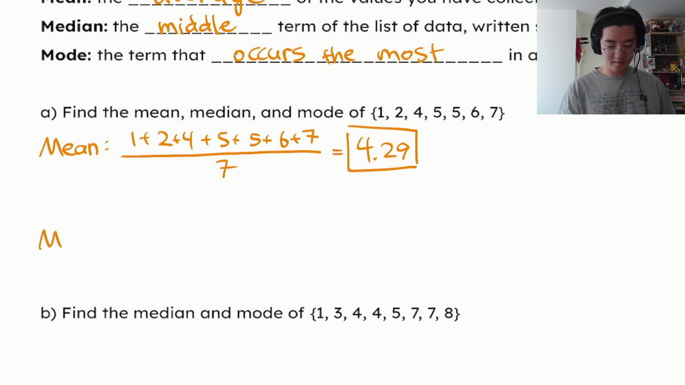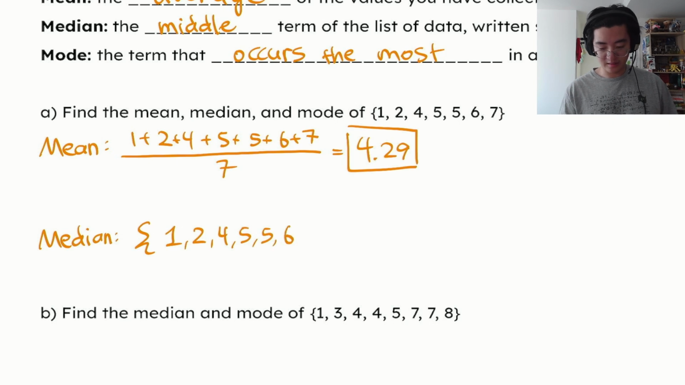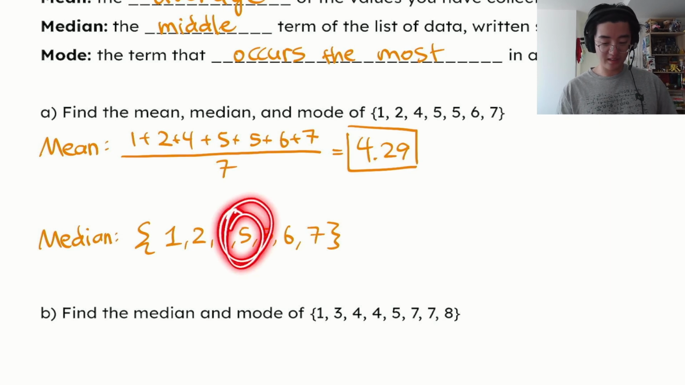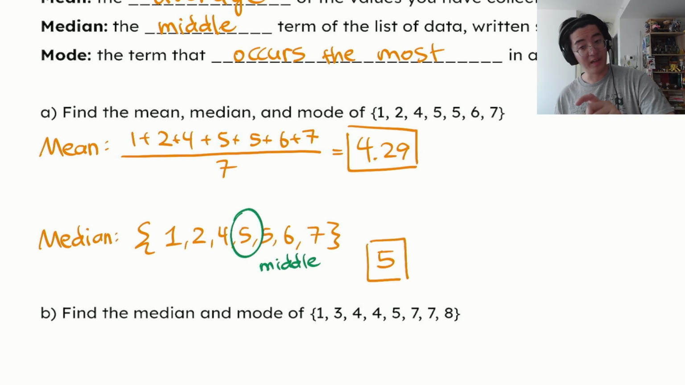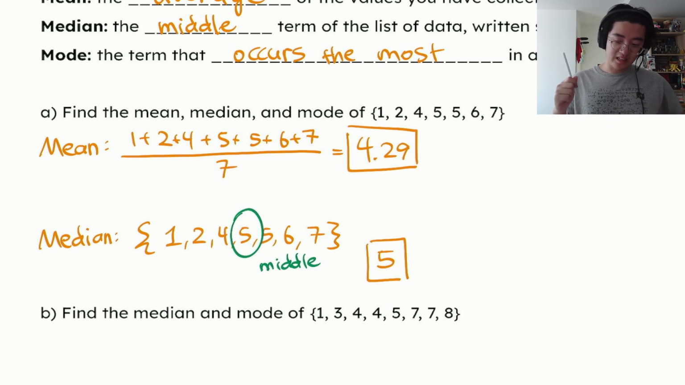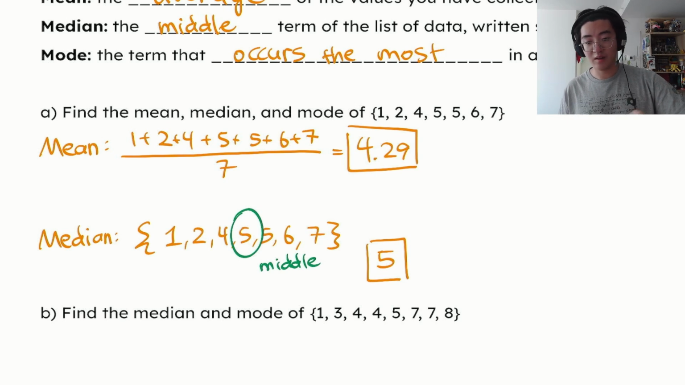How about the median? Once again, the median is just the middlest term. If you list it out again here, the most middle one, as you can see, is 5, because there are 7 terms, and this 5 right here is in the middle of everything. So it's just 5. Very important here: whenever we look for the median, we always have to make sure that it is ordered from smallest to biggest, which it is right now.